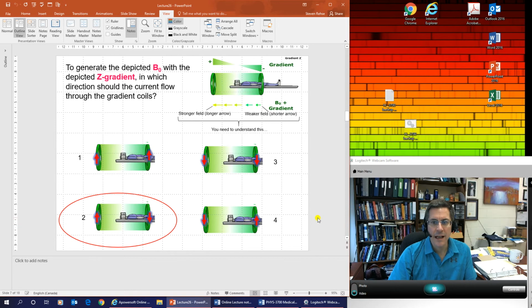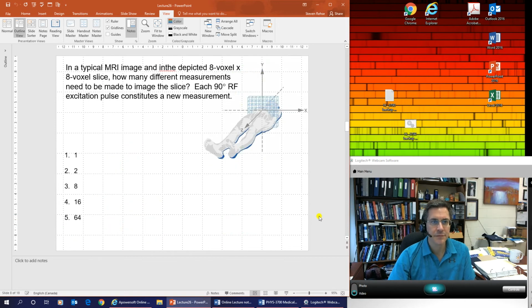All right, let's take a look at the next question. In a typical MRI image, and in this 8 voxel by 8 voxel slice here, so here's a patient. You've got 8 voxels by 8 voxels. A voxel is just a little cube. Here's one axial slice. I'm breaking it up into 64 little boxes, 8 by 8.